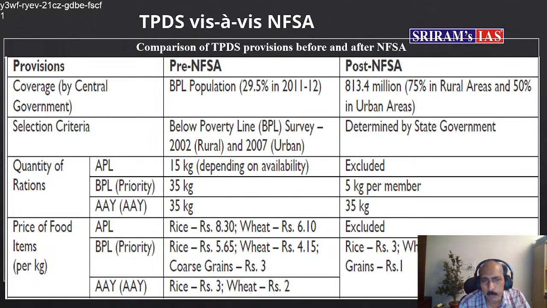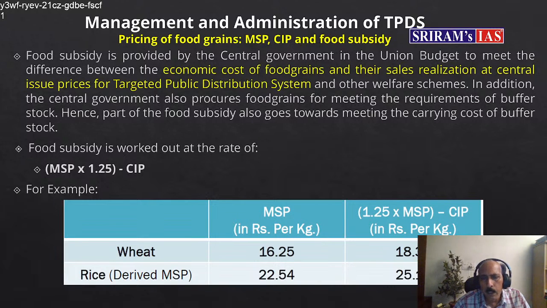And in the pre-NFSA phase, the price charged for the PDS food grains was different for APL families, different for BPL families, and different for AY families. Three sets of prices were prevailing in the pre-NFSA phase. But in the post-NFSA phase, the prices are uniform: rice rupees 3 per kg, wheat rupees 2 per kg, and coarse grain rupee 1 per kg. And this was the system prevailing in the post-NFSA phase.